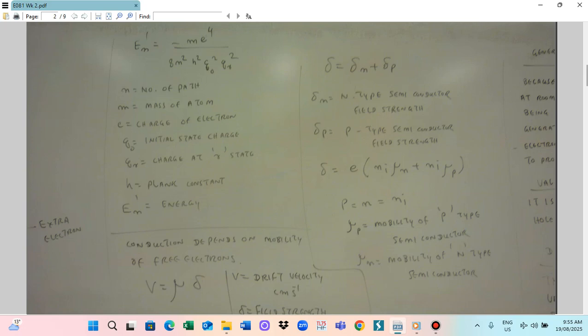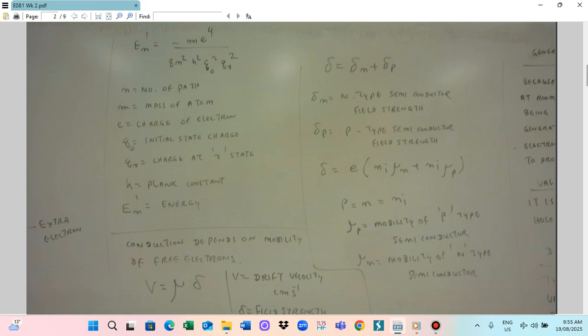The unit will be the centimeter squared, to the power minus 1, and the second to the power minus 1. So this is the way that we calculate the mobility. In this case, mobility means the drift velocity. When the field is applied, the electron will be moving.